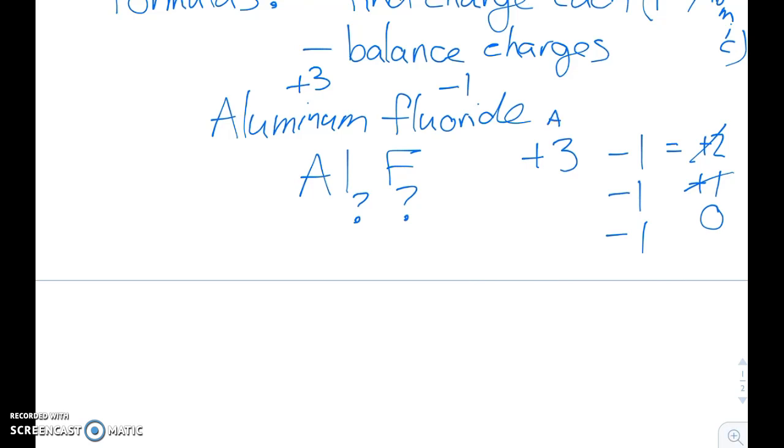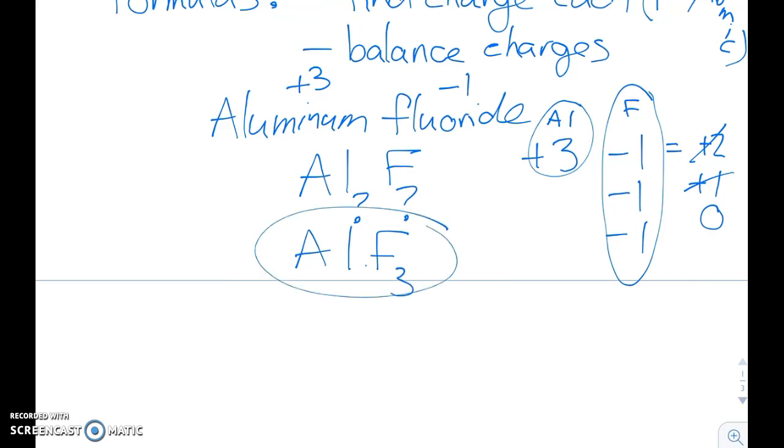Now, remember, this is the aluminums, and these are the fluorines. So I end up seeing that I need 1 aluminum, and you don't need to put a subscript if there's 1, and fluorine, we need 3. So that would be aluminum fluoride.